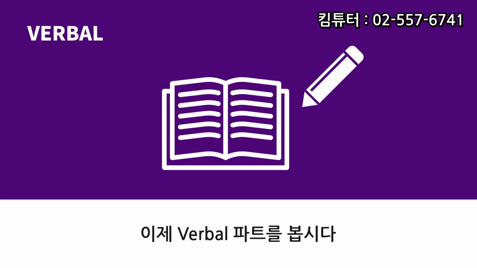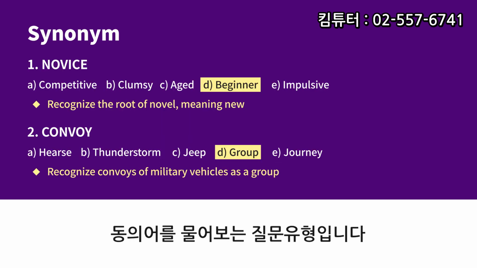Next, let us take a look at the verbal section. This is a synonym part. The synonym of novice would be beginner. Recognize the root word novel, meaning new. The second question, what is a synonym of convoy? Recognize convoys of military vehicles as a group, and therefore the answer should be group.